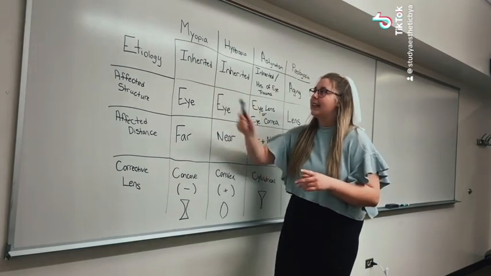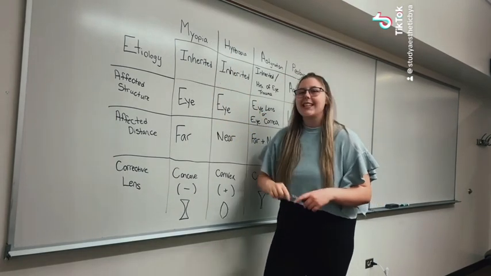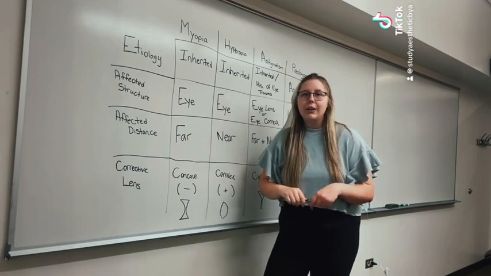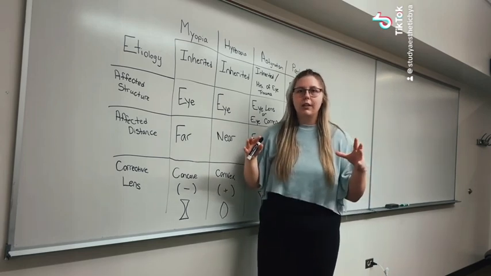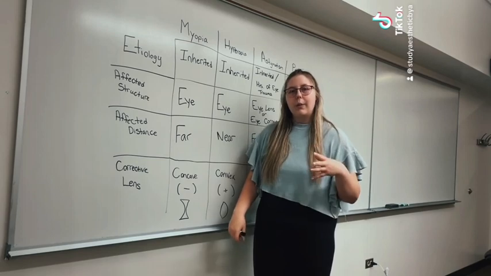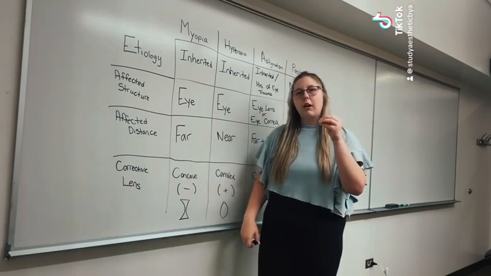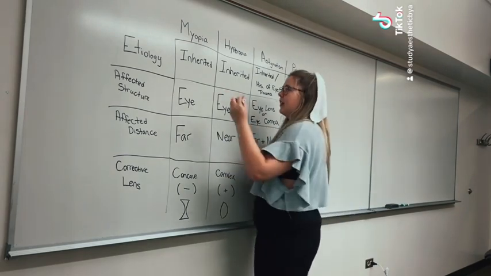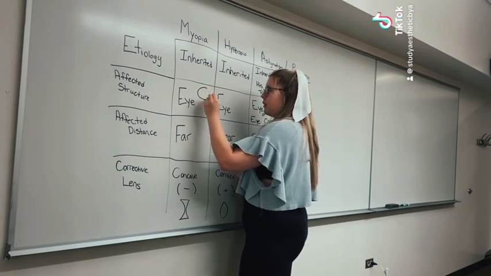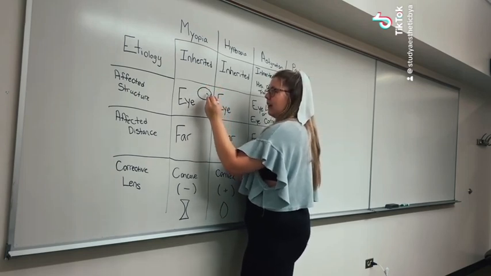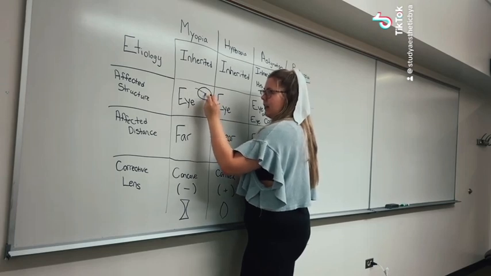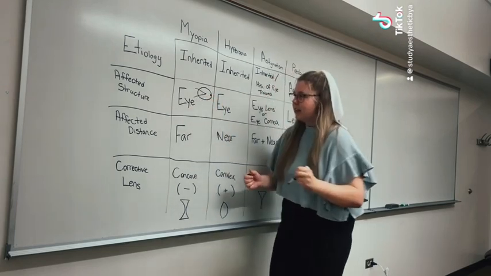Myopia here is inherited and it affects the eye as a whole. Myopia occurs when the eye is too long, meaning that rays of light going in fall just in front of the retina. An example of this would be if this was our eye, we want the light to focus here and it focuses here instead.